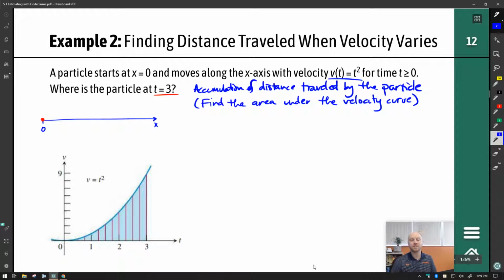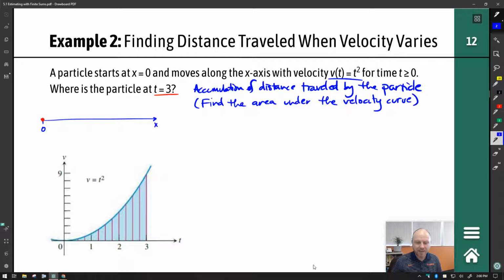So if we do that, if we find the area under the velocity curve and we say, hey, this particle has moved 10 spaces, 15, 20 spaces, and we know that it started out at space 0 or at x equals 0, we just add the accumulated distance to where it began and we'll know where the particle was at time equals 3.